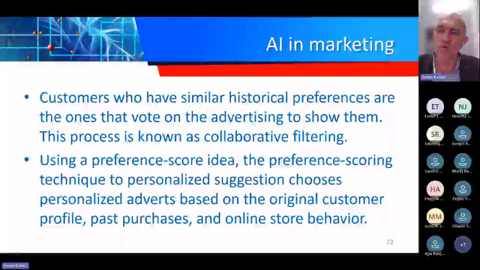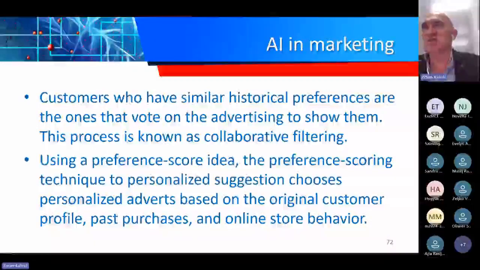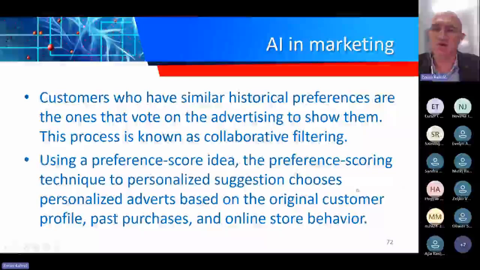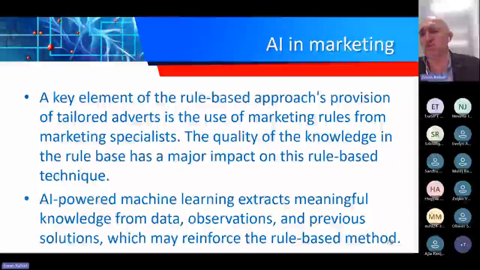Here, based on your own profile, which includes your behavior on websites, past purchases, and other things, the system would recommend or show you ads based on your previous behavior on the internet. And the third one is rule-based. Here it's something like the expert systems which I mentioned before. The marketing specialists are creating the rules on which ads should be presented to which segment or group of customers, and this is the third approach.